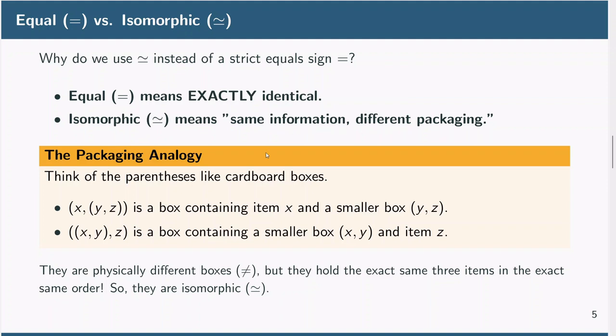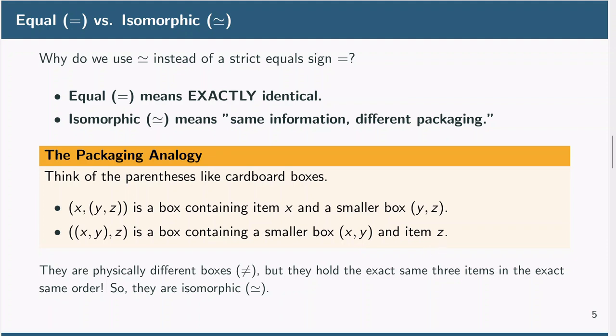Let's look at the packaging analogy. Think of those curved parentheses as little cardboard boxes. For instance, (X, (Y, Z)) is a box that contains an item X alongside a smaller box holding YZ. Conversely, ((X, Y), Z) is a box containing a smaller box holding XY along with an item Z on the side.